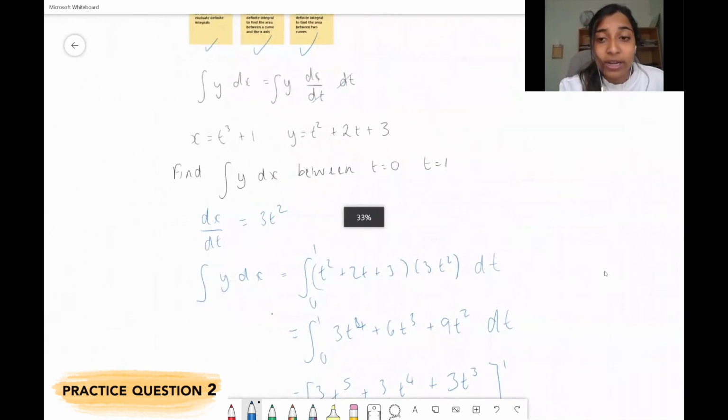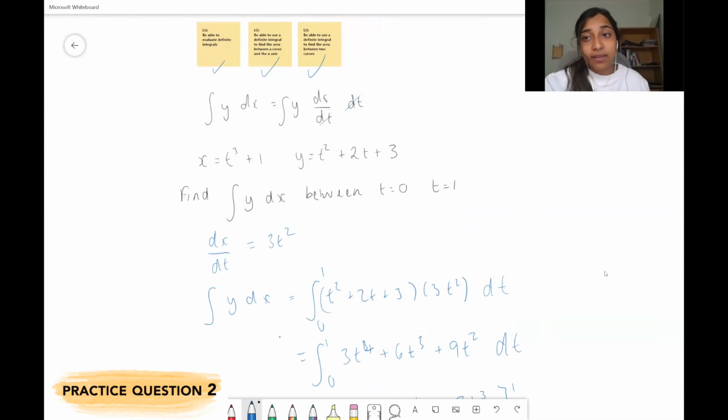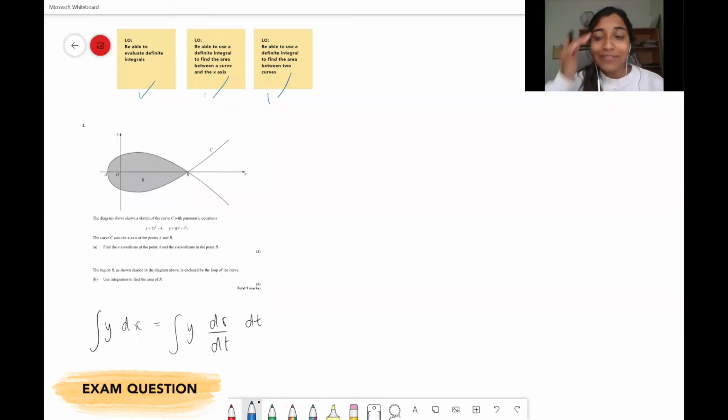So let's try one exam question to see if you can apply definite integration. We have an exam question here. Again, feel free to pause the video and try it out for yourself first. The diagram above shows a sketch of the curve C with parametric equations x equals 5t squared minus 4 and y equals t times 9 minus t squared. The curve C cuts the x-axis at the points A and B.